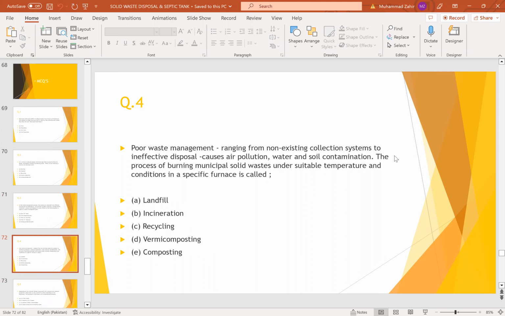Poor waste management, ranging from a non-existing collection system to ineffective disposal, causes air pollution, water, and soil contamination. The process of burning municipal solid waste under suitable temperature and conditions in a specific furnace is called landfill, incineration, recycling, vermicomposting, or composting. Beta. Yes, incineration is the correct answer.